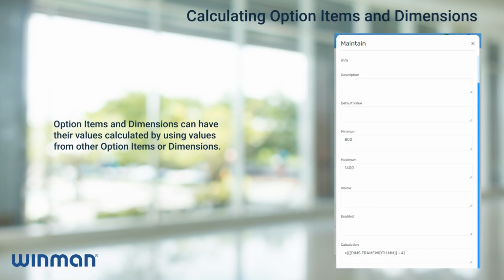Option items and dimensions can have their values calculated by using values from other option items or dimensions. An example would be to calculate a door width from a frame width. Let's say that the door width needs to be 2 millimeters narrower than the frame width on either side. We can calculate the door width as frame width minus 4. These calculations can also be used when calculating prices. You may price a door based on square meterage plus any additional options such as the type of wood or handle used.